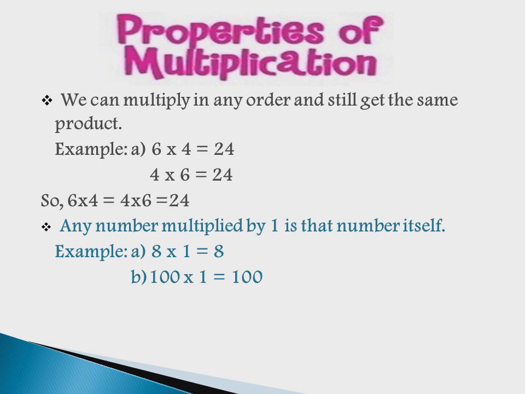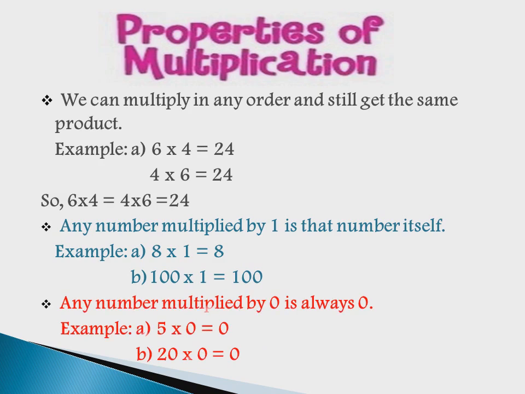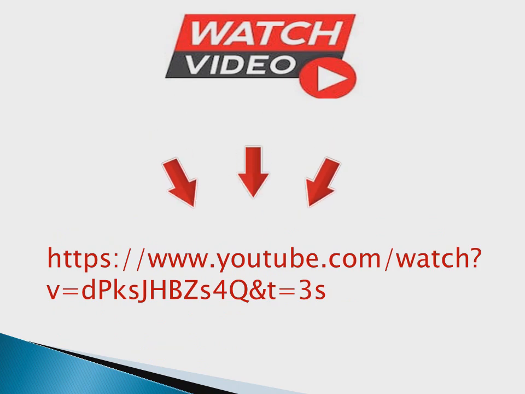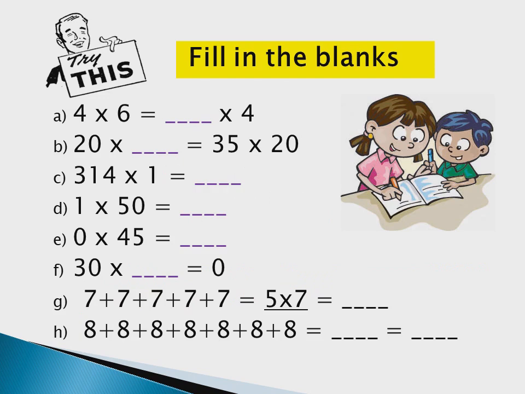Second property, any number multiplied by 1 is that number itself. Example, 8 times 1 is equal to 8. 100 times 1 is equal to 100. Third property, any number multiplied by 0 is always 0. Example, 5 times 0 is equal to 0. 20 times 0 is equal to 0. Now children, do this filling the blanks in your notebook.